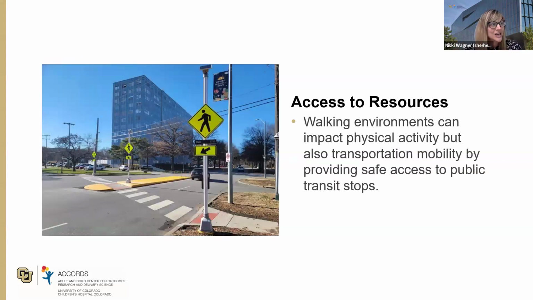And it's not just who uses, it's not necessarily just where it is, it's how we get there, the access to resources as well. This is really an example of how walking environments can impact physical activity, but it's also transportation mobility, providing safe access to public transit stops. If this walkway wasn't here, you might not be able to get to that building across the street. So maybe somebody isn't going to be able to access those resources and use them. So who we're reaching with our services, who's accessing them, the physical environment has a big impact on those factors.